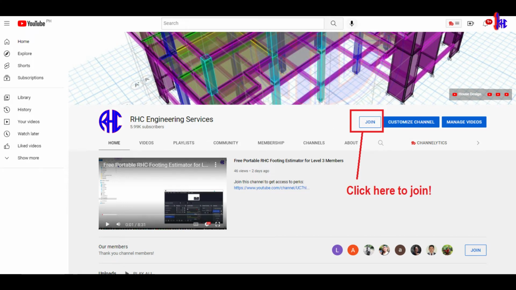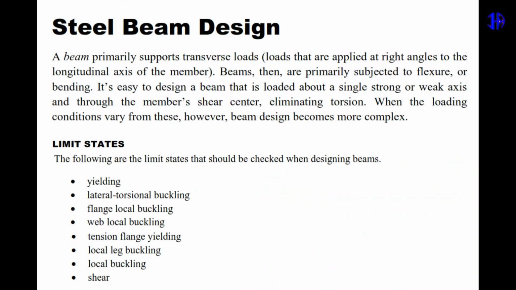And without further ado, let's start our discussion. A beam primarily supports transverse loads, loads that are applied at right angles to the longitudinal axis of the member. Beams, then, are primarily subjected to flexure, or bending. It's easy to design a beam that is loaded about a single strong or weak axis and through the member's shear center, eliminating torsion. When the loading conditions vary from these, however, beam design becomes more complex.